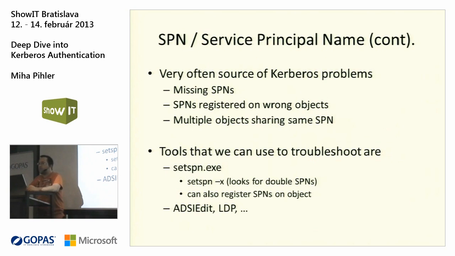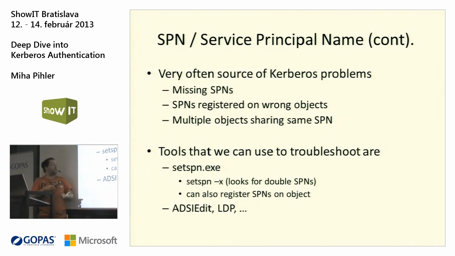And another problem is there can be only one SPN. An SPN name can be registered on only one object. It cannot be represented on multiple objects at the same time. There are a couple of tools, and one of the first ones I run when I'm trying to troubleshoot Kerberos at a customer environment is setspn -X. It will go through all the SPNs, and it will tell me if any SPN is registered on two different objects.